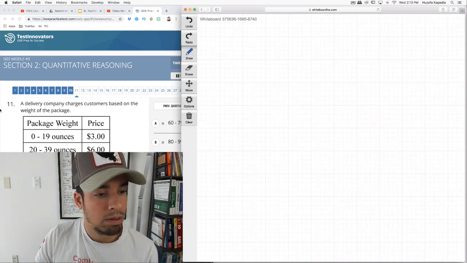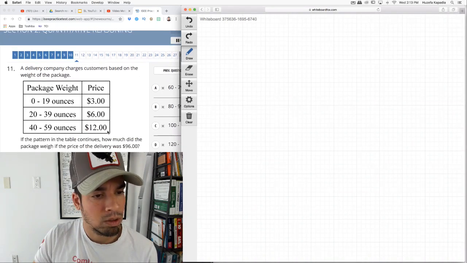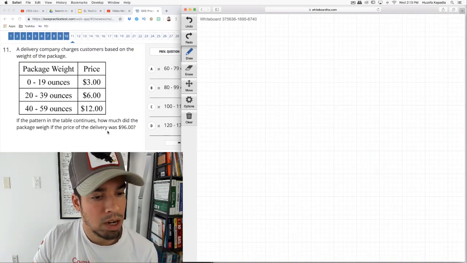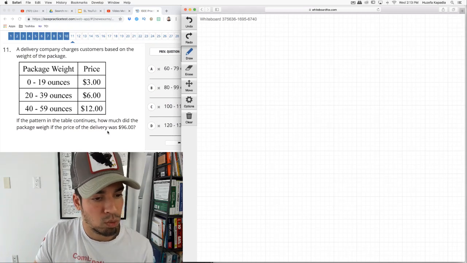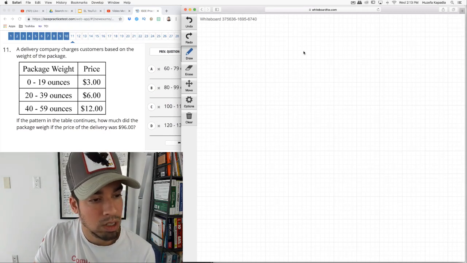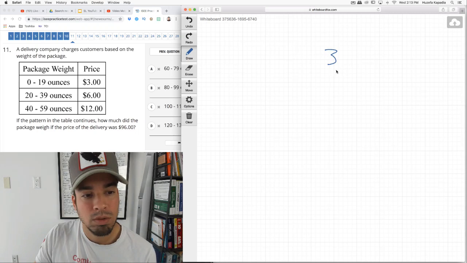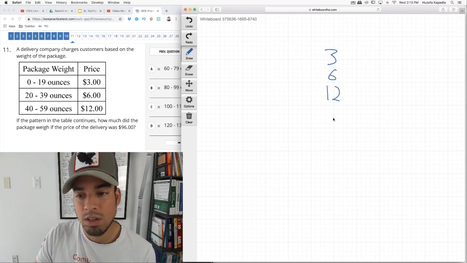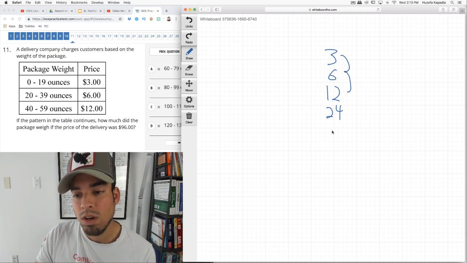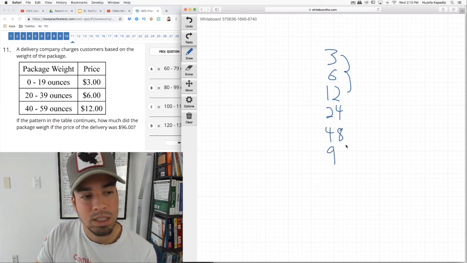A delivery company charges customers based on the weight of the package. If the pattern in the table continues, how much did the package weigh if the price of the delivery was $96? So it looks like it goes 3, 6, 12, so it's doubling, right? So let's assume that pattern continues. Next we get 24, next we get 48, next we get 96.